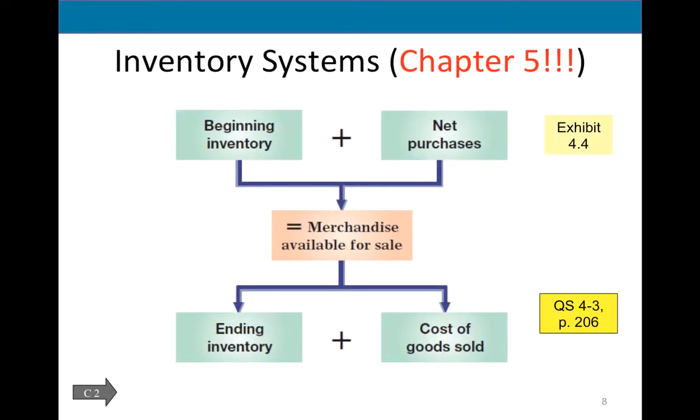Okay, this slide, this concept, is going to become very important for us in chapter 5. So if you think about just the inventory account, right? It's a permanent account. We rarely sell everything. So we start with some beginning inventory, right? We have some items on the shelves in the beginning of the period, and then we make additional purchases. We're going to buy merchandise, so we're going to add it to the shelves, right? And so together, my beginning inventory plus purchases, or net purchases, is equal to so-called MAS, M-A-S, merchandise available for sale. Everything I have for sale.